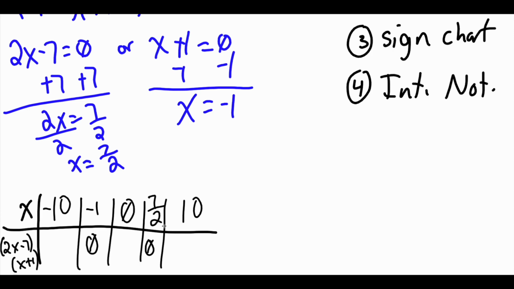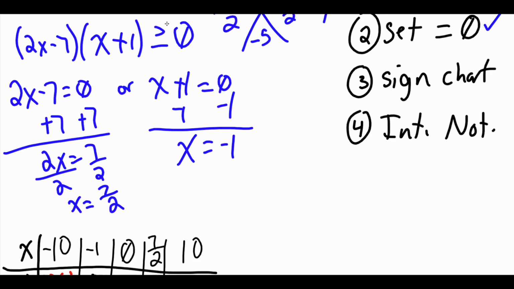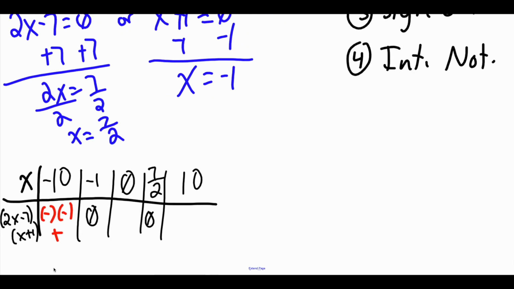And then go ahead and plug them in. So if I plug in a negative 10, in the first one I'm going to get a negative, and the second one I get negative, so overall that's positive. So what I want to do is come up here and look at my answer. I'm looking for all the numbers that are greater than or equal to 0. That means positive. Since this is positive, I'm taking this column.